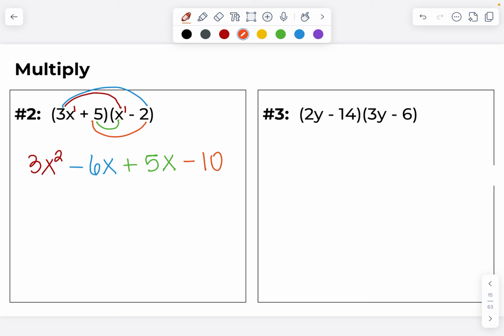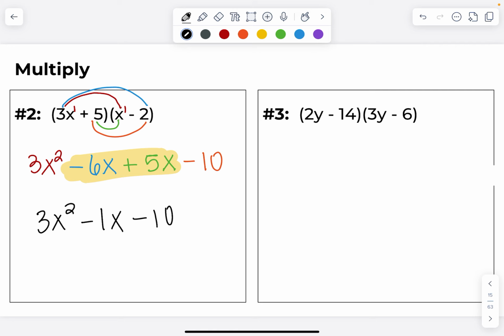I've multiplied everything out. Now step 2, I need to combine my like terms. Again, my like terms are these terms with the x's. So I'm going to bring down 3x squared. And then I've got a negative 6x and a positive 5x. When I take negative 6 plus 5, that's going to give me a negative 1x. And I can bring down that negative 10.